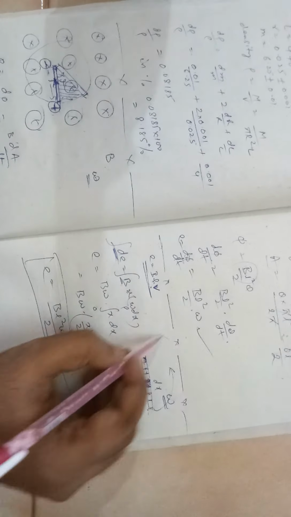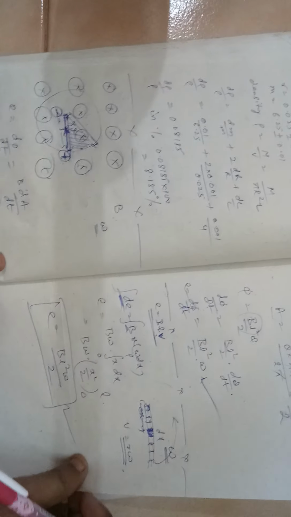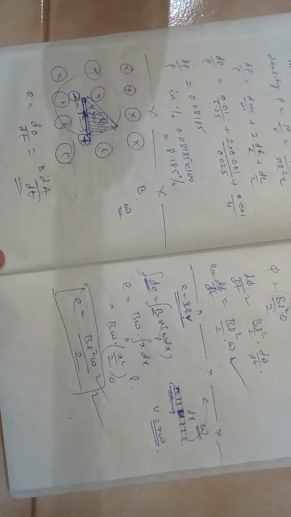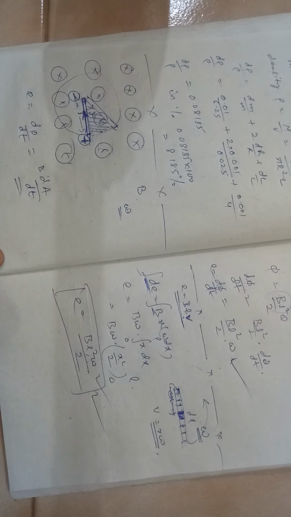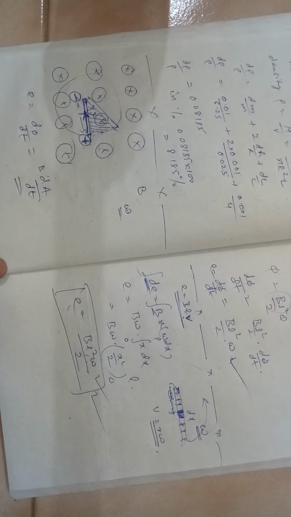This is what we have derived earlier also. Using two concepts we have done this. The main thing is this formula. You need to remember this formula to calculate the induced EMF in the rod, which is rotating in a uniform magnetic field.